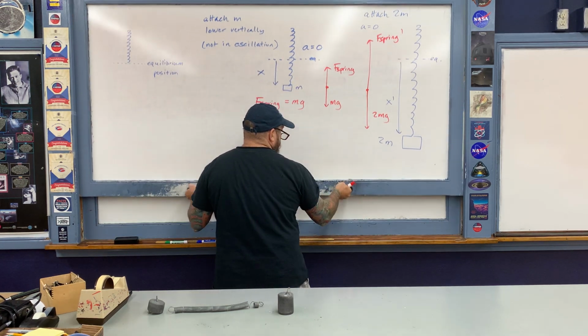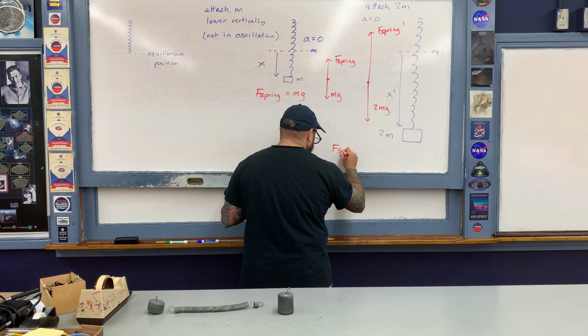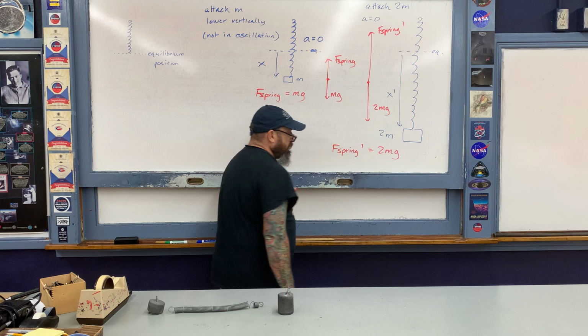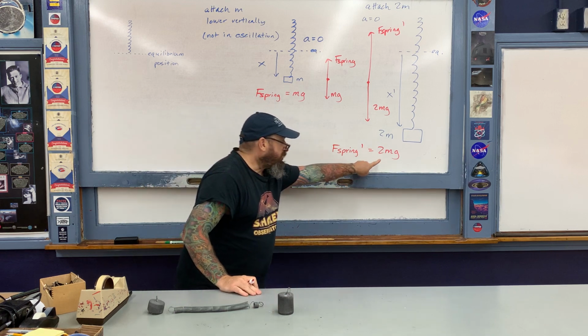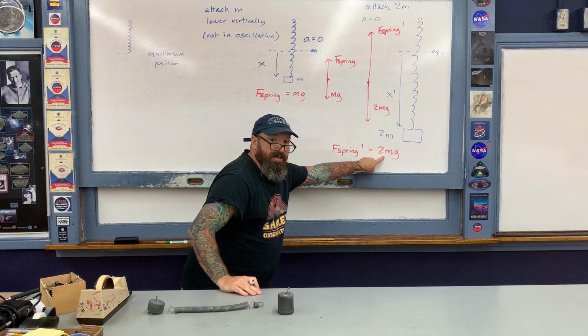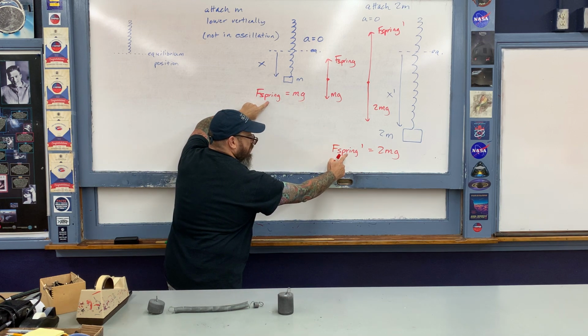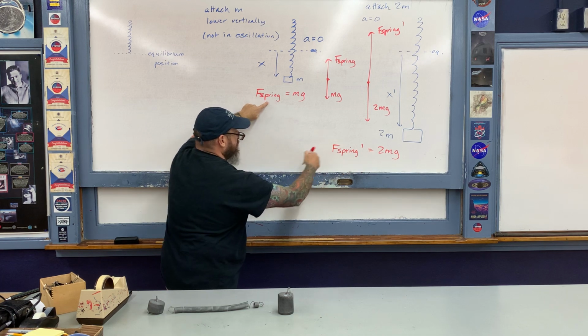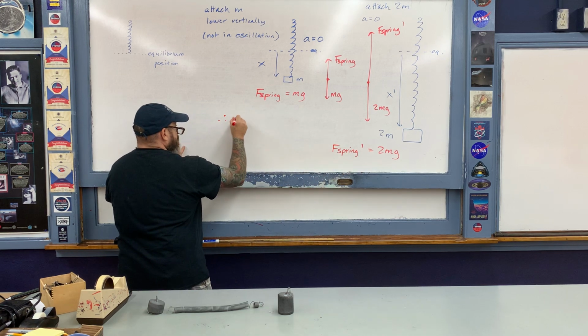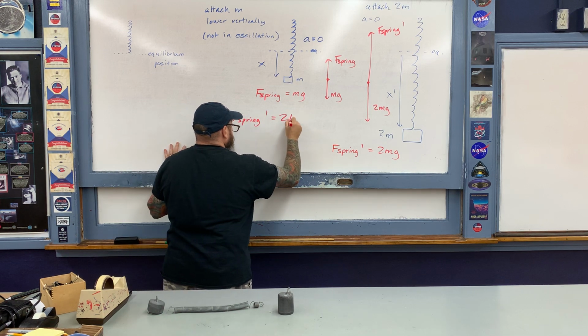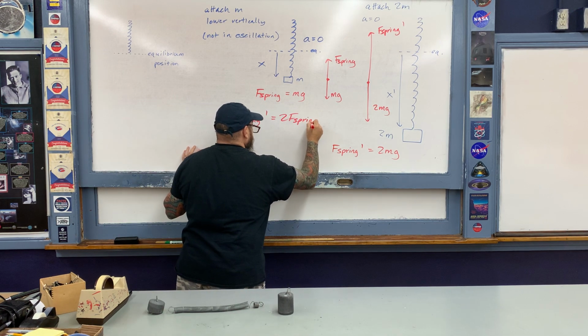So then I can write F spring prime is equal to 2mg. So by attaching an object that is twice as massive as the first object, notice that what I have done here is I've doubled the spring force. F spring prime is twice as much as F spring.